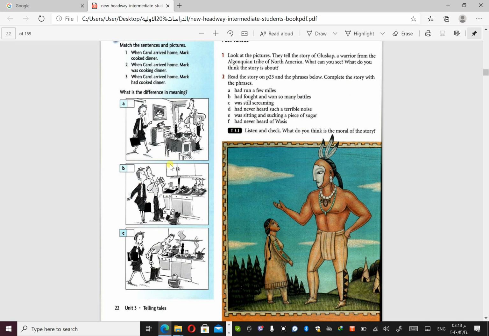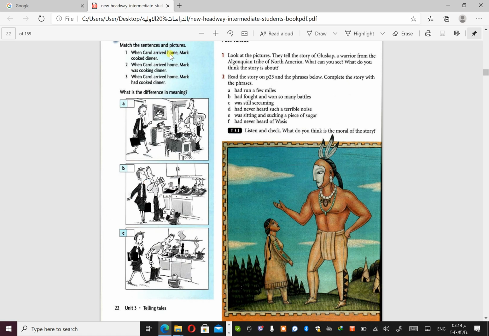Why? Because she arrived home and he just started to cook the dinner. Okay, so basically she arrived and then he cooked. She arrived, he cooked. So that means تسلسل الأحداث صار بنفس الوقت. بنفس الوقت فاستعمل simple past, simple past.